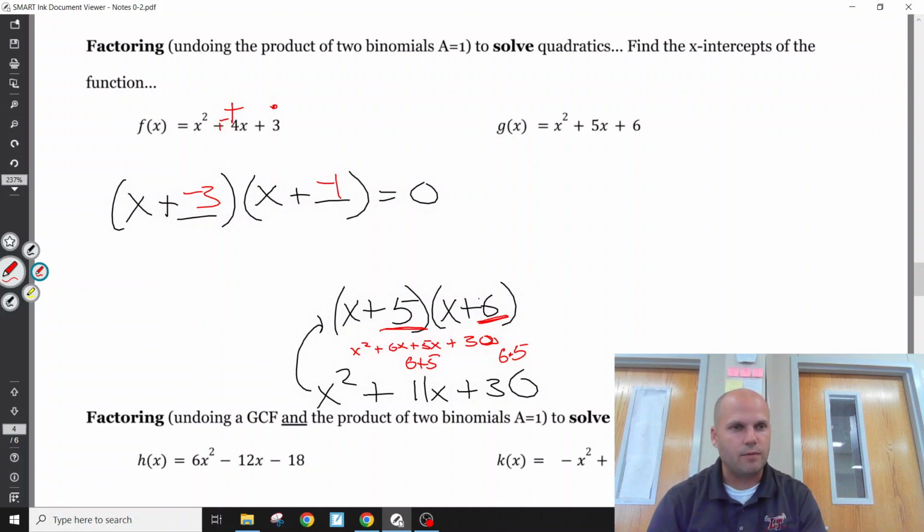It's my understanding of distribution that leads me there. And now I can get the solutions. X could equal 3, makes that 0. X could equal 1, makes that 0.